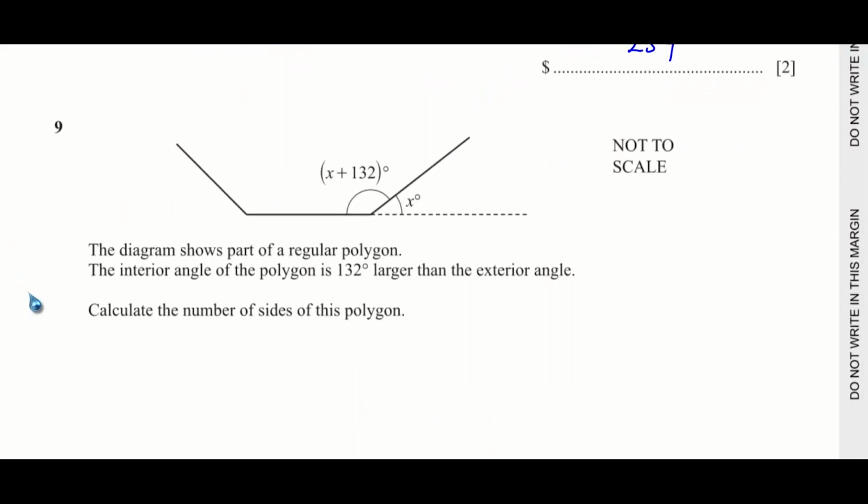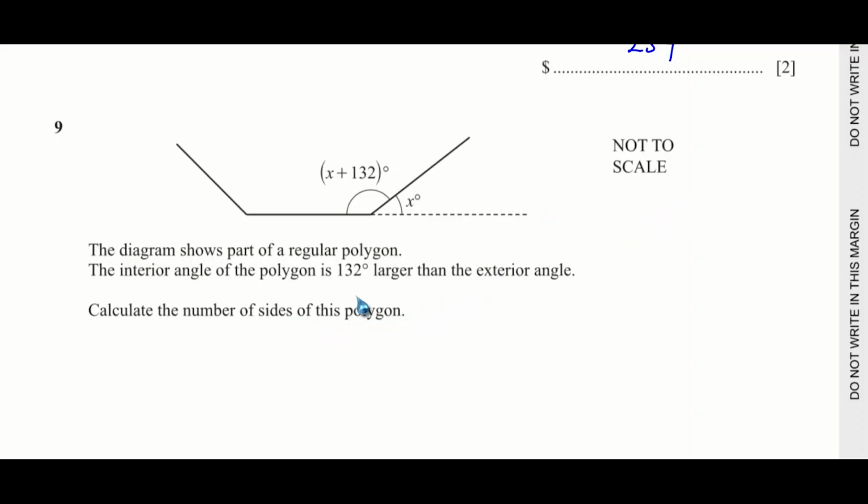Question 9. The diagram shows part of a regular polygon. The interior angle of the polygon is 132 degrees larger than the exterior angle, as you can see here. So calculate the number of sides of this polygon.